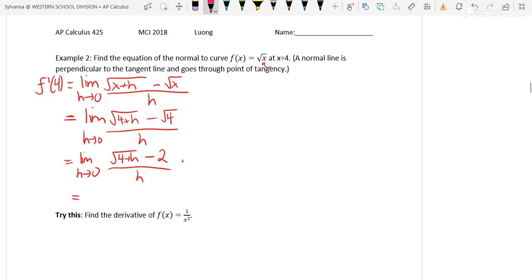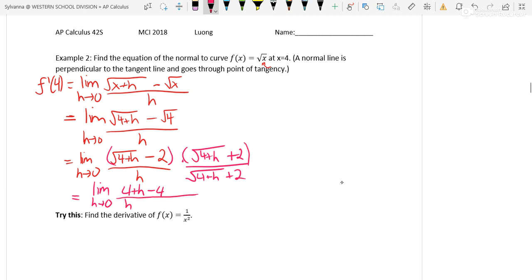Okay, so I'm going to multiply this by its conjugate, which would be root of 4 plus h plus 2, and you'll do that top and bottom. And then you're going to multiply the numerator together, like this. So that would give us 4 plus h minus 4. So remember to do your rainbows. And all this will be over h times the root of 4 plus h plus 2. I'm just going to move this up here.